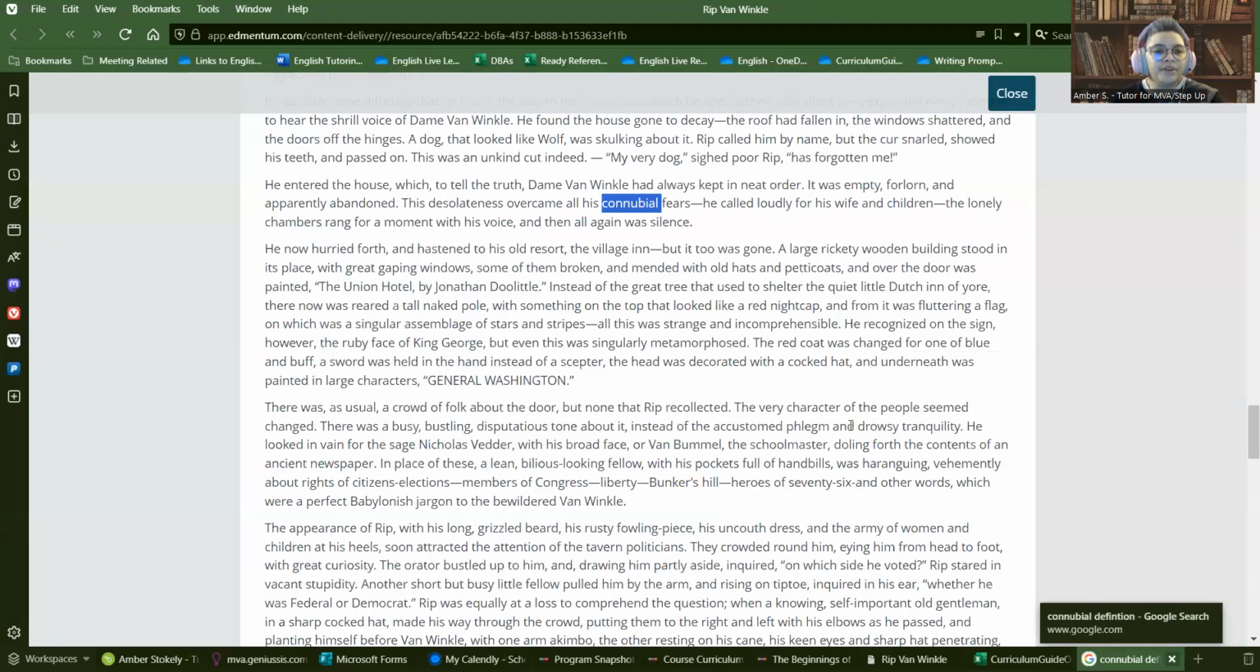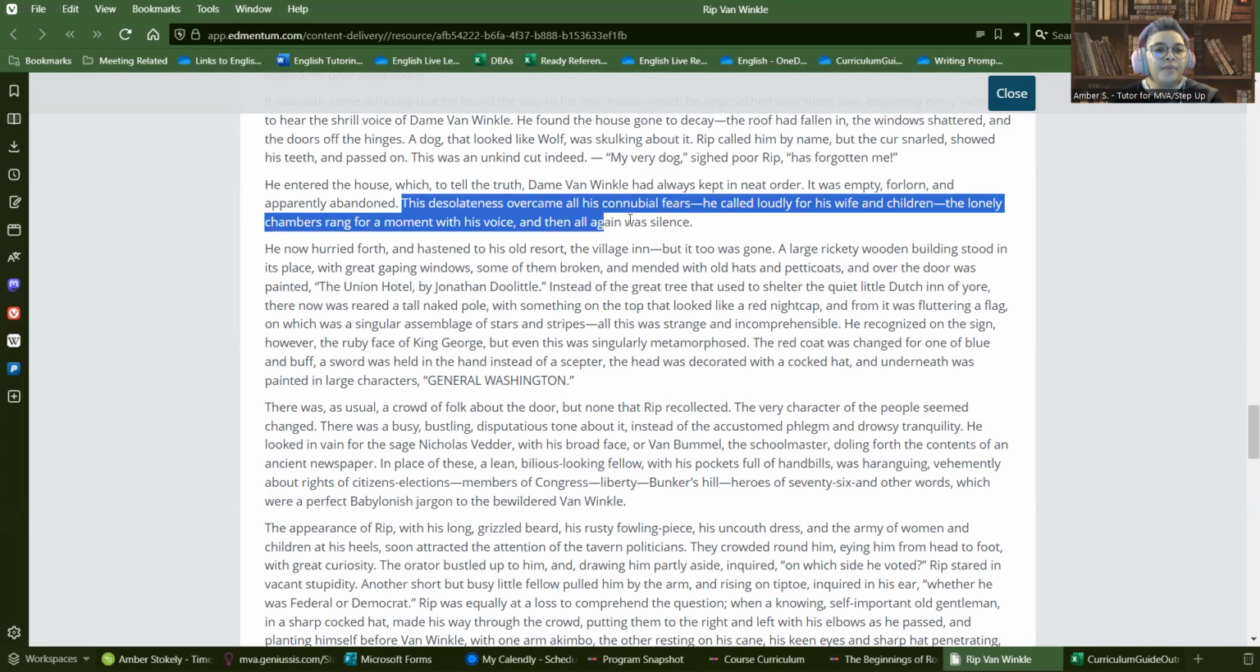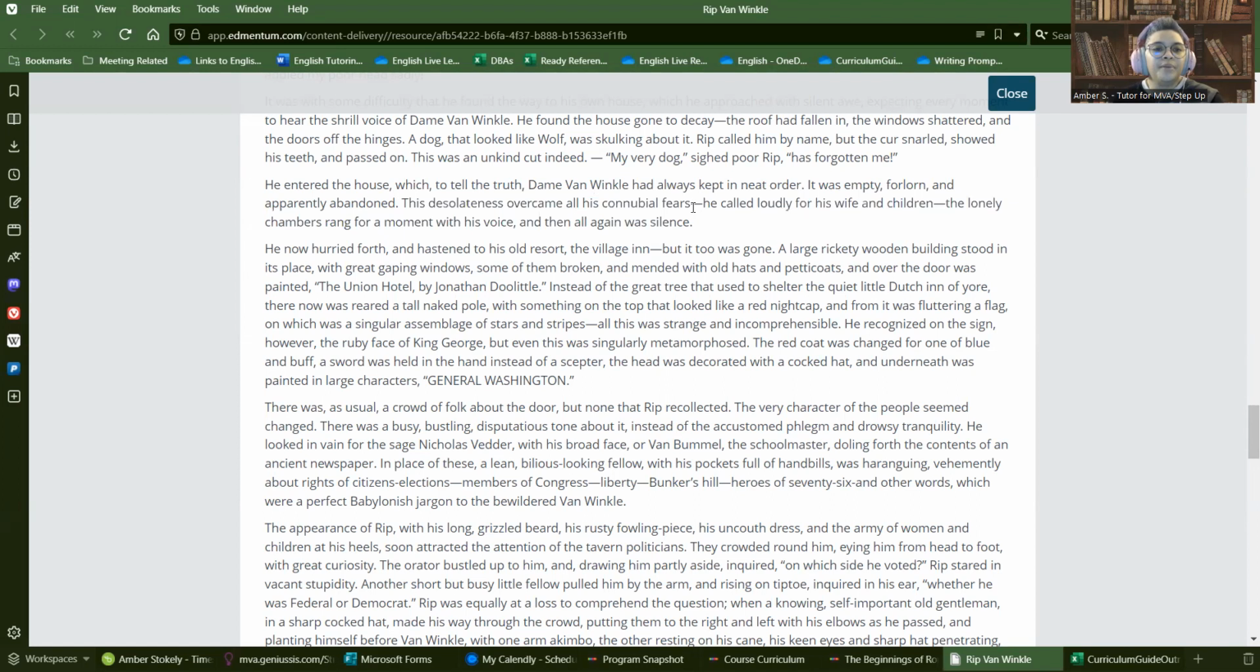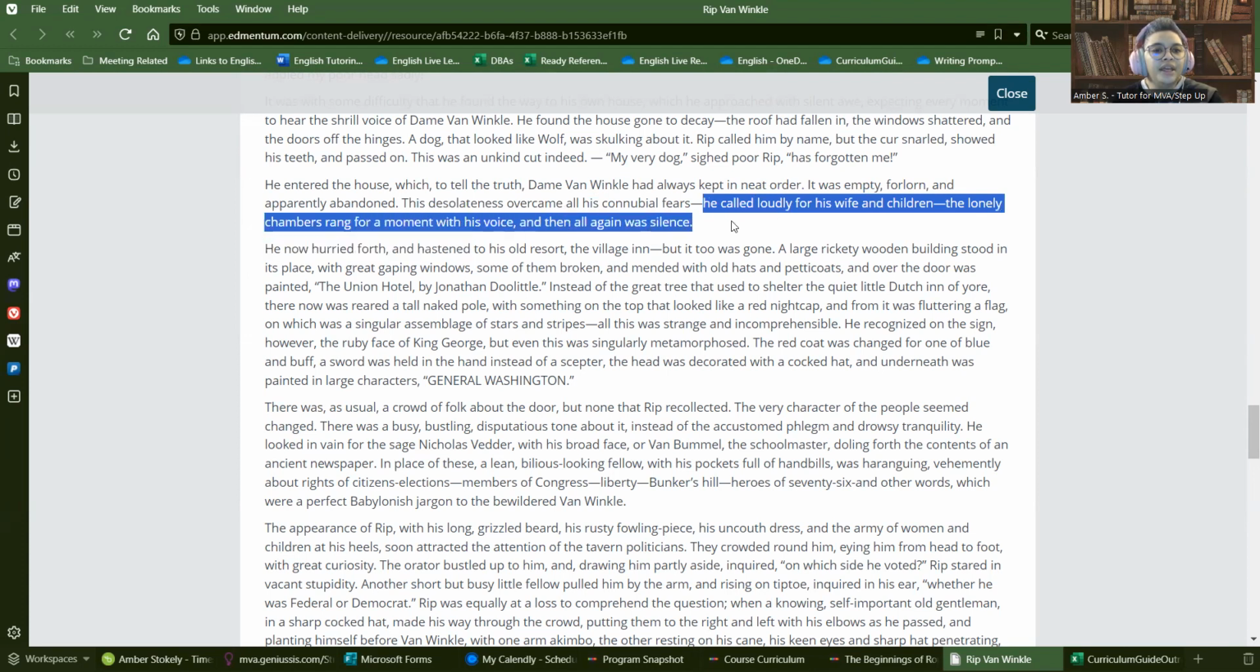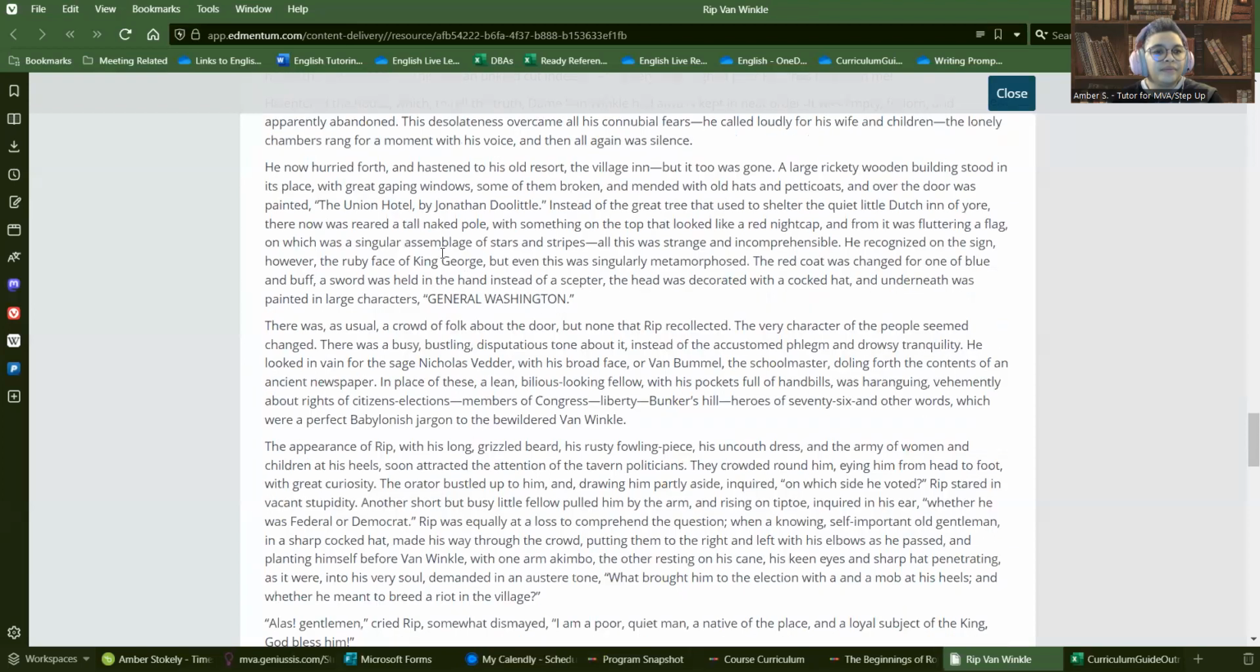So they're talking about this house. It says it overcame all his connubial fears. So he's not worried about his wife anymore. He's worried about the house. He loudly called for his wife and children. The lonely chambers rang for a moment with his voice, and then all again was silence. He now hurried forth and hastened to his own resort, his old resort, the village inn. So hasten means to move quickly. So he hurried and hastened, but it too was gone.